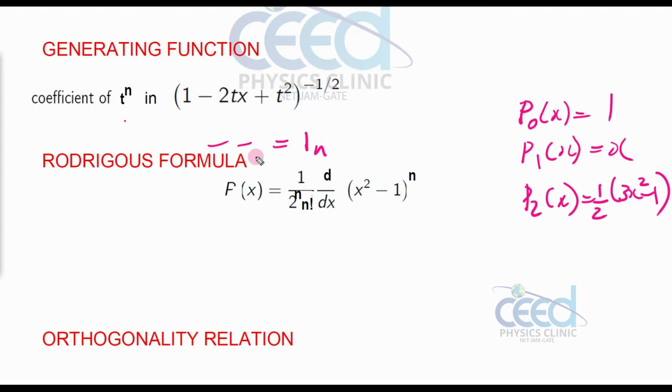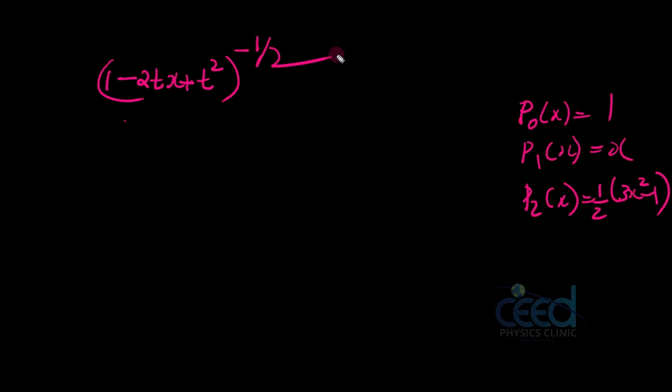Let us verify this by simple binomial expansion. See, the coefficient of t raised to n. Our function is 1 minus 2tx plus t square all raised to minus 1 by 2. Now let us go to the blackboard. I am going to expand this in series, so I can write this as 1 minus 2tx minus t square whole raised to minus 1 by 2.